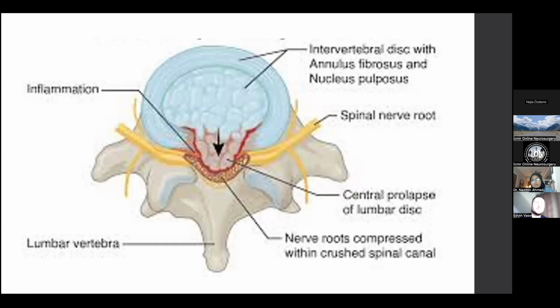With the course of time, there is progressive inflammation in the local milieu. Together, the herniated disc material and inflammation cause severe pain and a compressive effect on the neural elements, that is, the spinal cord, conus medullaris, and cauda equina.